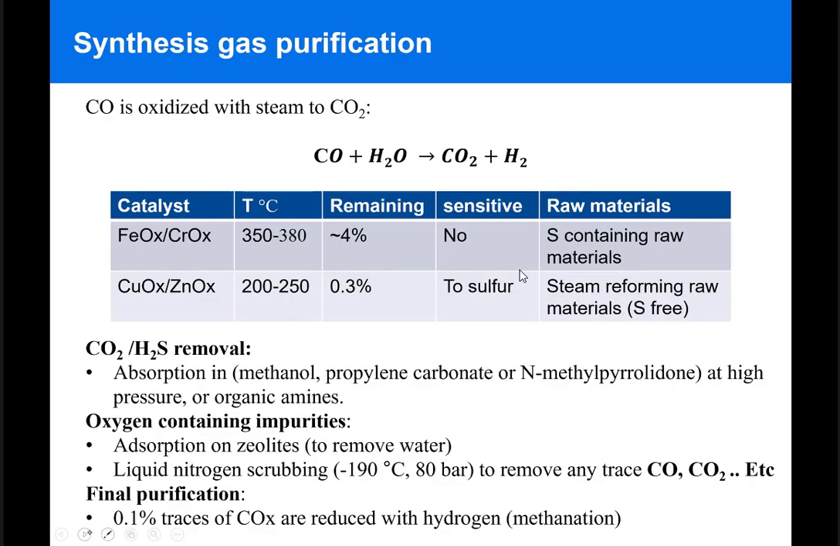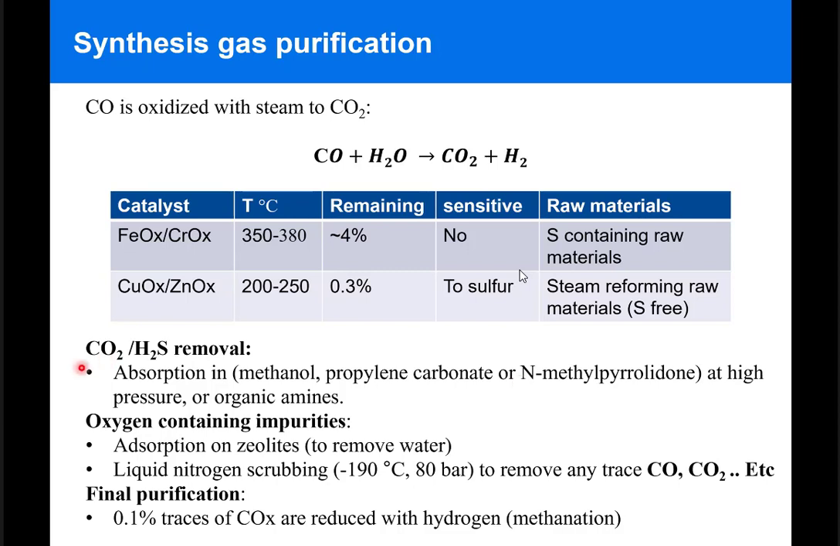Second step is oxidizing carbon monoxide to carbon dioxide using steam, producing further amount of hydrogen. This step is conducted over iron oxide, chromium oxide catalysts or copper oxide, zinc oxide catalysts. The iron oxide, chromium oxide mixture typically requires higher temperature and is less efficient in the conversion. However, it's not sensitive to sulfur containing raw materials. So the copper oxide, zinc oxide catalysts operate at much lower temperatures and are much more efficient. However, they're very sensitive to sulfur. So the raw materials have to be sulfur free.